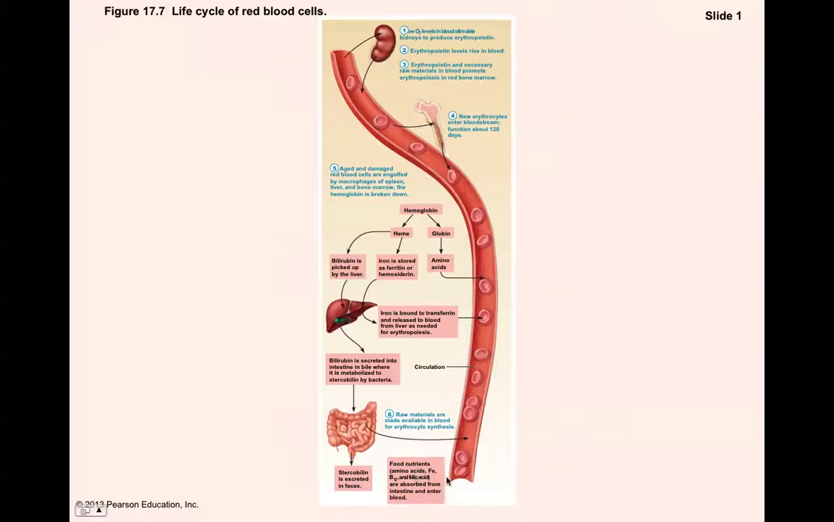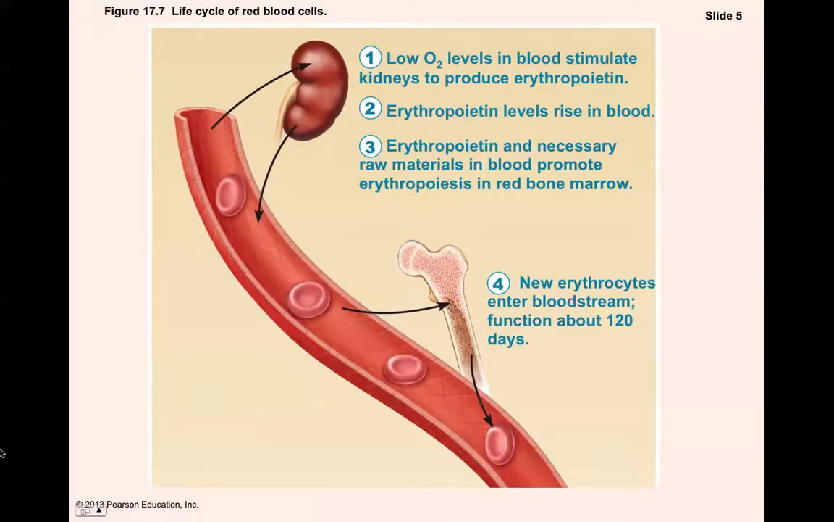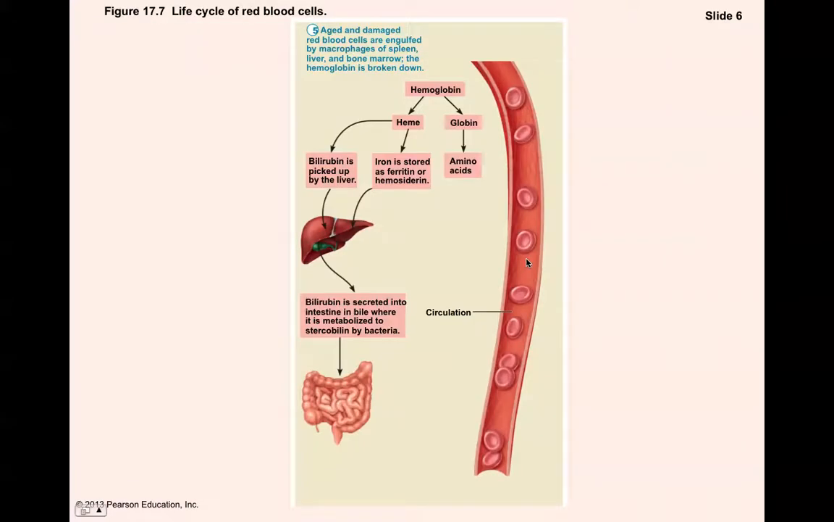The food nutrients such as amino acids, iron, B12, and folic acid are absorbed from the intestines and enter the blood. So this is showing kind of a close-up where low oxygen levels stimulate the kidneys to make erythropoietin. Erythropoietin levels rise. Erythropoietin and raw materials promote erythropoiesis in the red bone marrow, etc. And this is showing how the erythrocytes circulate. And then this is the last half of that figure, where you have your aged and damaged red blood cells engulfed by macrophages in the spleen, etc.